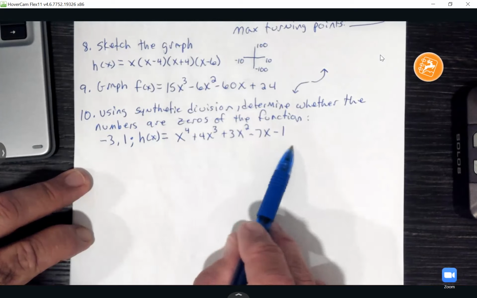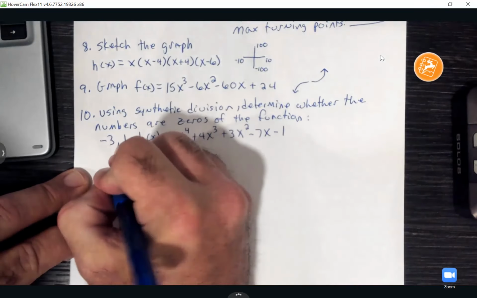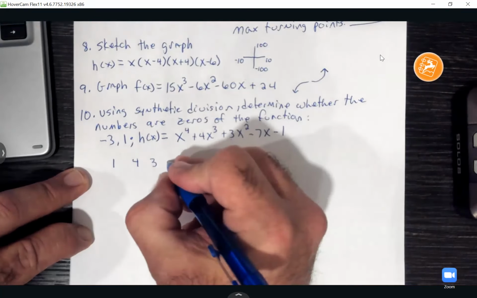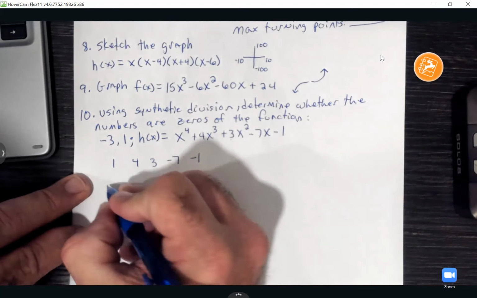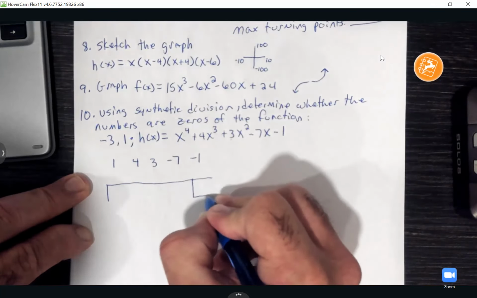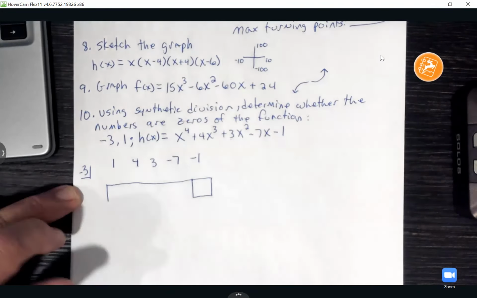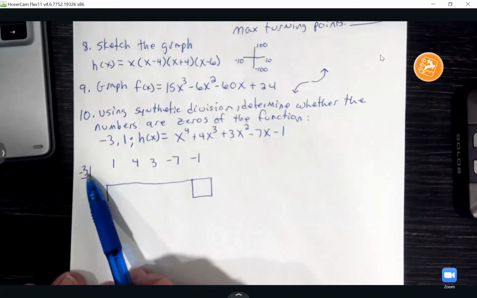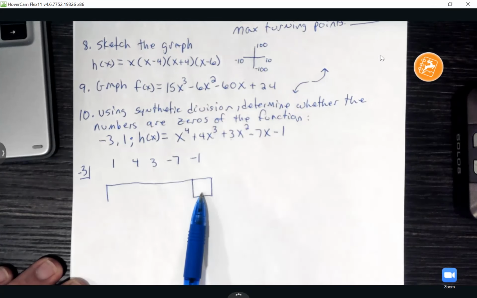Now, I'm going to get my coefficients from this polynomial. So I got a 1 for the x to the 4th, a 4 for the x to the 3rd, a 3 for the x squared, a -7 for the x, and then a -1 for the constant term there. I'm going to draw my box. Now my first C that I'm going to check is going to be the -3. So y'all, here's a question for this one. If this -3 is in fact a 0, for me to tell it yes, what does that remainder have to be? 0. It's got to be 0.